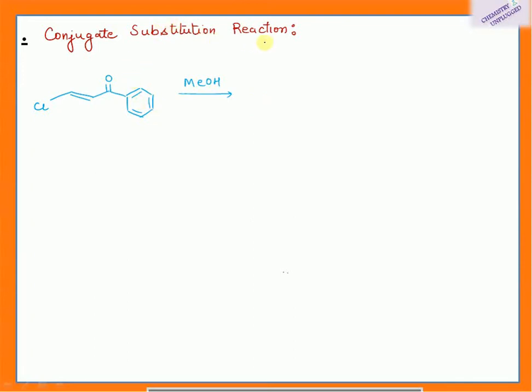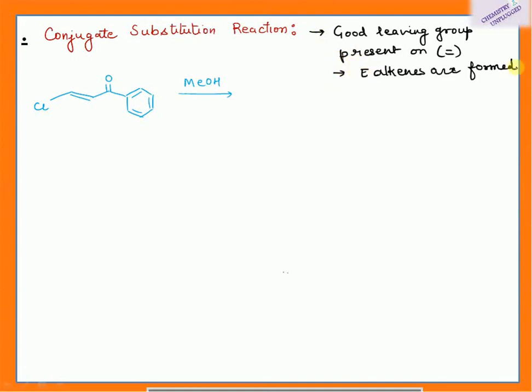Now we will take some conjugate substitution reactions. For these reactions, we will need a good leaving group present on the double bond. The next thing is it will give me preferentially E alkene, right? So this MeOH will attack on this double bond. Okay, so this is not an acyl chloride, so don't confuse it with that. It has only a Cl group attached at the double bond.